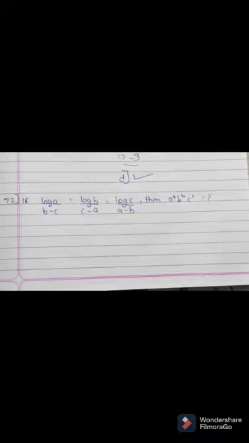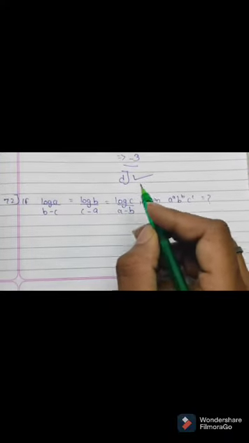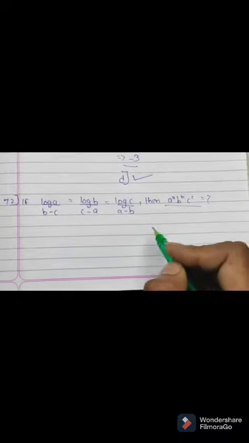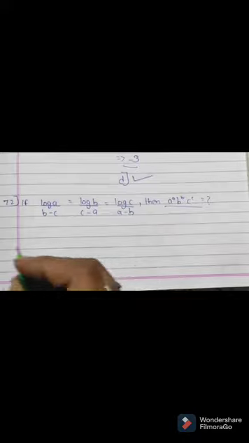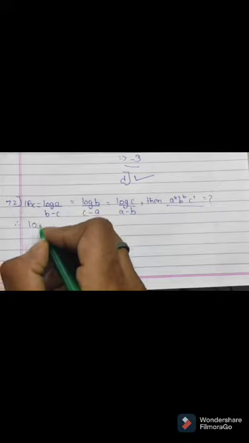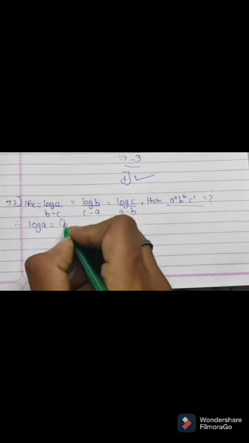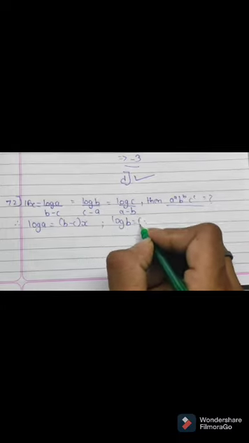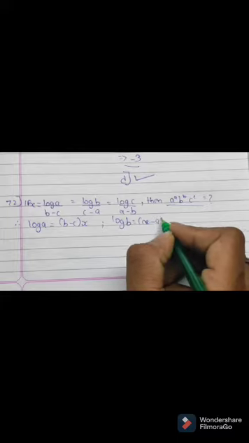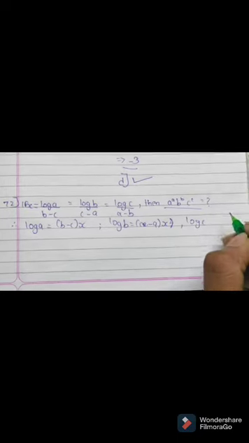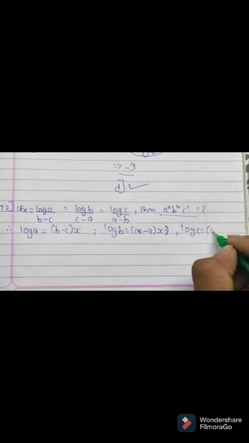Now here we need to find the value when log A upon B minus C is equal to log B upon C minus A equals log C upon A minus B. So we need to find the value of A raised to A, B raised to B into C raised to C. Now let this whole be equal to X. Therefore, log A will be equal to B minus C into X. Log B will be equal to C minus A into X. And log C will be equal to A minus B into X.